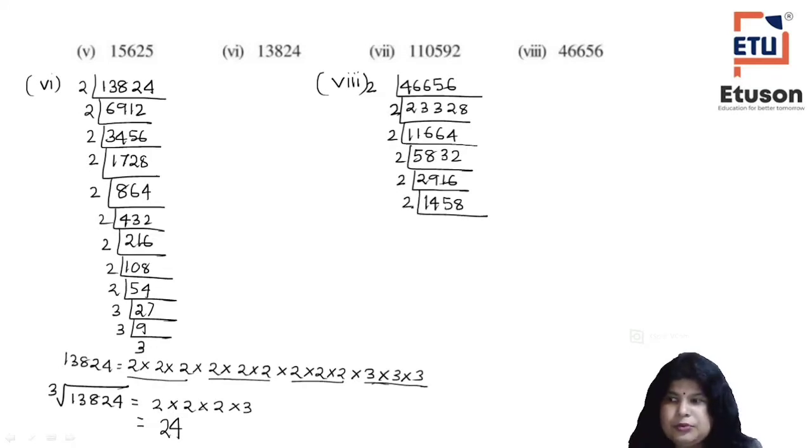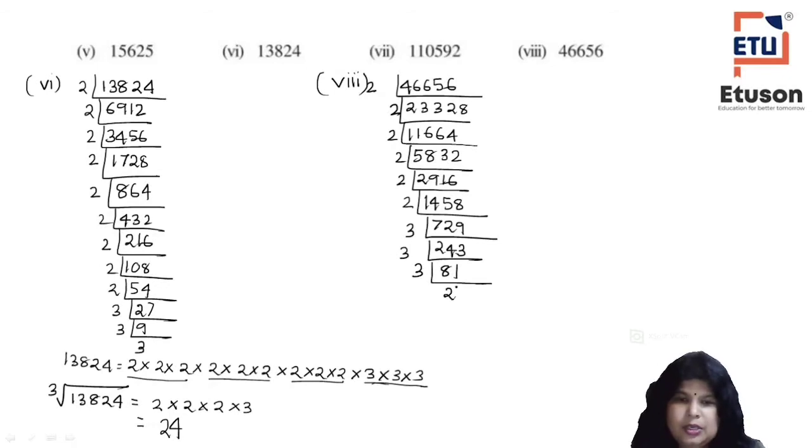Divided by 2, you get 729. Divided by 3, you get 243. Divided by 3, you get 81. Divided by 3, you get 27. Divided by 3, you get 9. Divided by 3, you get 3.